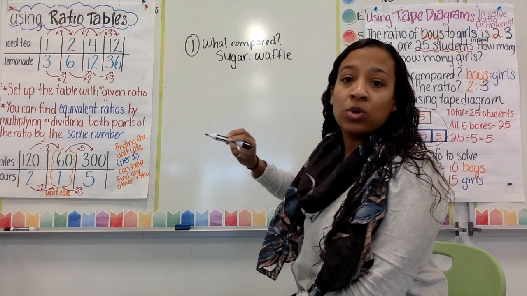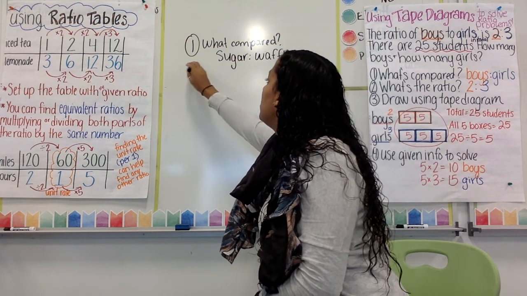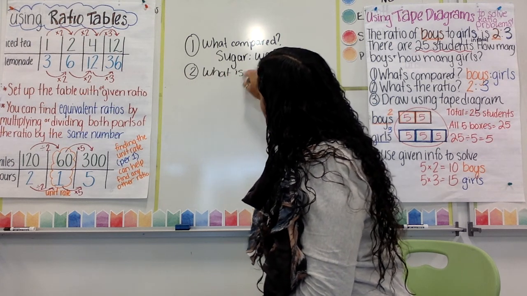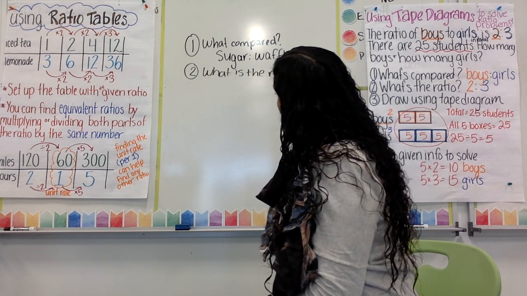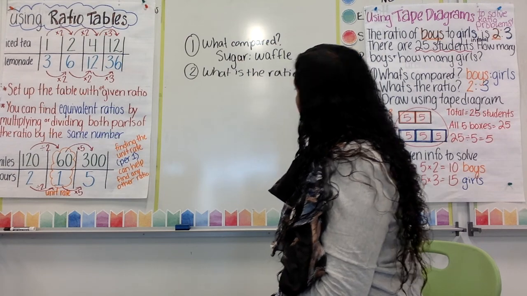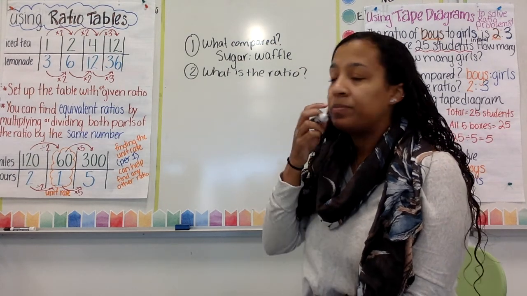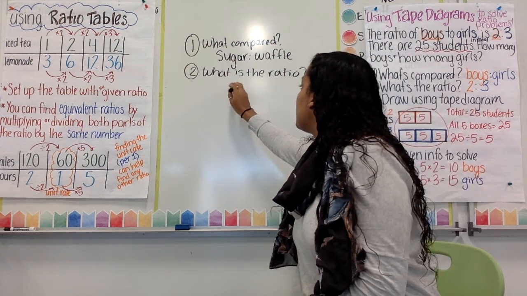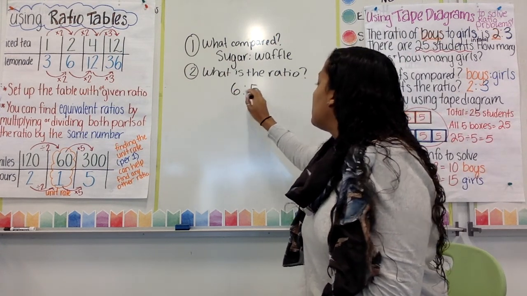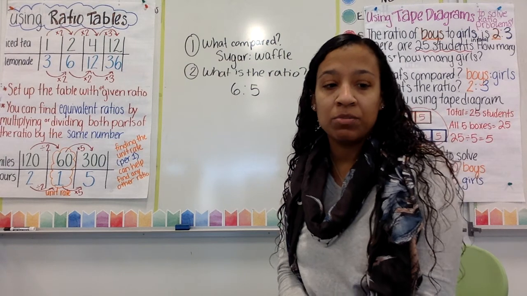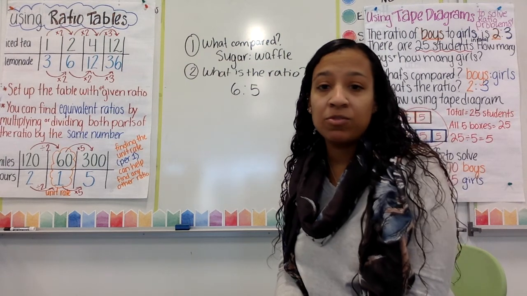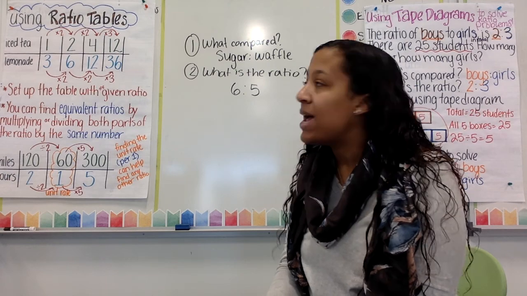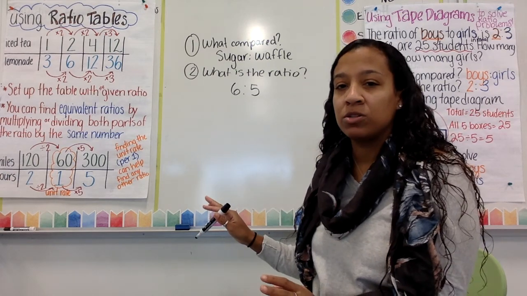Next, we need to figure out what is the ratio. Go ahead and answer that now. Ratio of sugar to waffle is 6:5. Again, that order is really important. Our next piece of information is there are 42 sugar cones sold. So now I need to think, okay, what can I do to solve this?